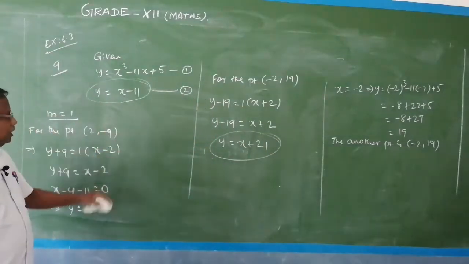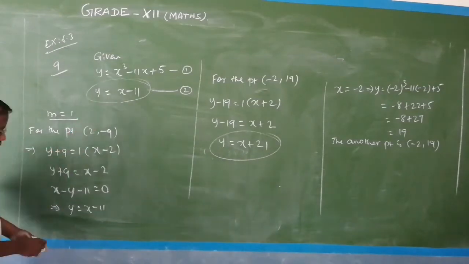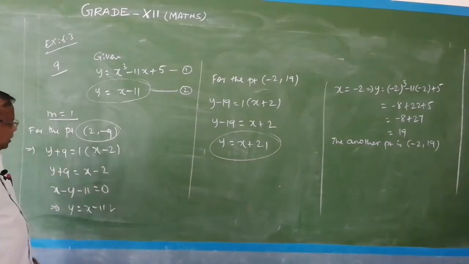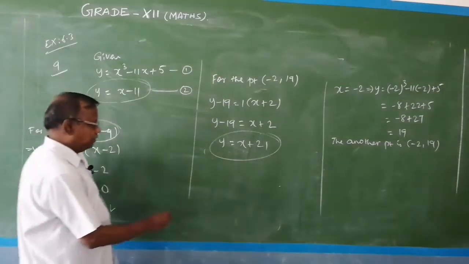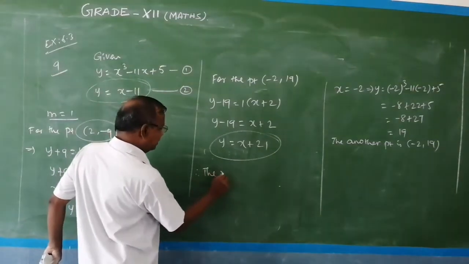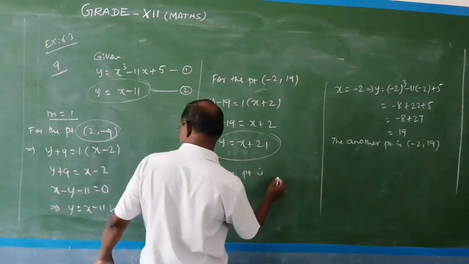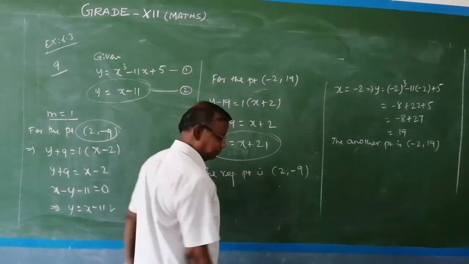They told you the equation of tangent is y equal to x minus 11. So the point 2 comma minus 9 is the only point applicable for this condition. Therefore the required point is 2 comma minus 9. Thank you.